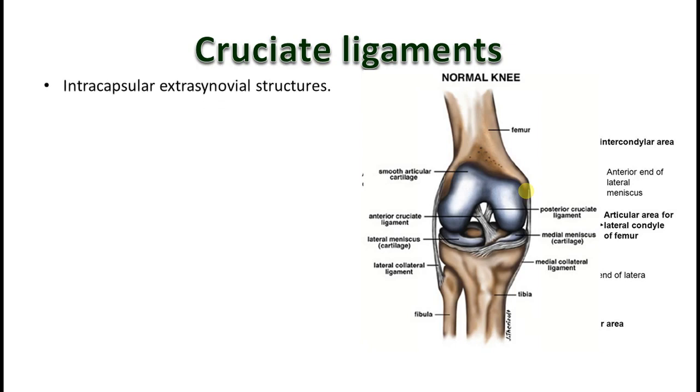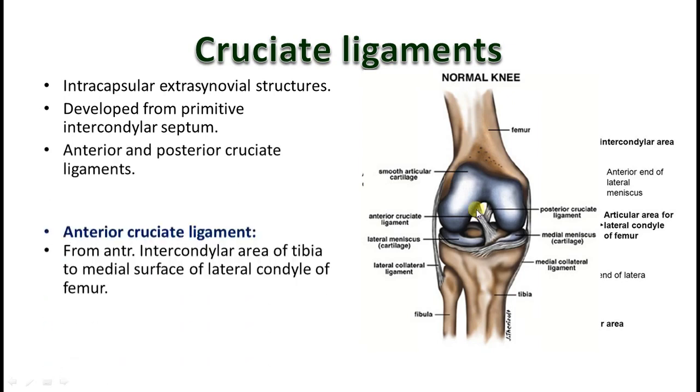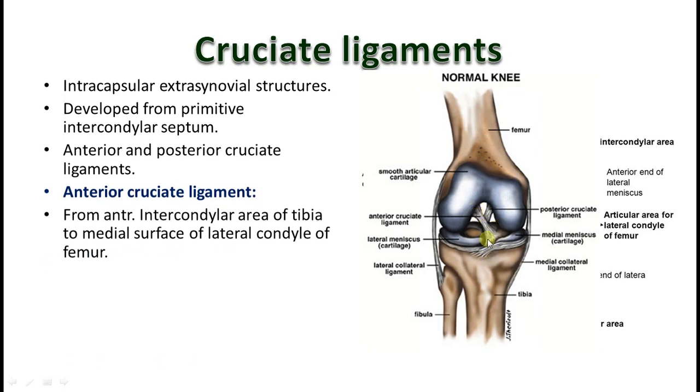So as I told you, it's an intracapsular extrasynovial structure developed from the primitive intercondylar septum. The posterior part has evolved into the cruciate ligaments, anterior and posterior cruciate ligament. So the anterior cruciate ligament arises from the intercondylar area, you are able to see here between the two anterior horns, and it goes and gets attached to the medial surface of the lateral condyle. Medial surface of the lateral condyle, or you can simply say it is the lateral wall of the intercondylar area of femur.